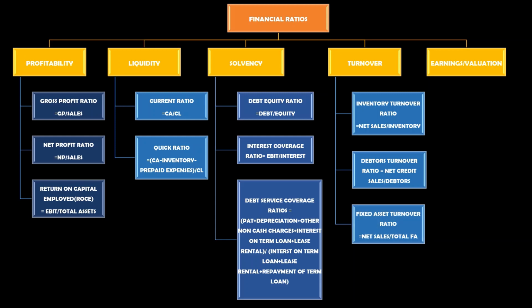Fixed assets turnover is defined as net sales upon net fixed assets. This ratio is supposed to measure the efficiency with which fixed assets are employed. A high ratio indicates a high degree of efficiency in asset utilization, while a low ratio reflects inefficient use of assets.